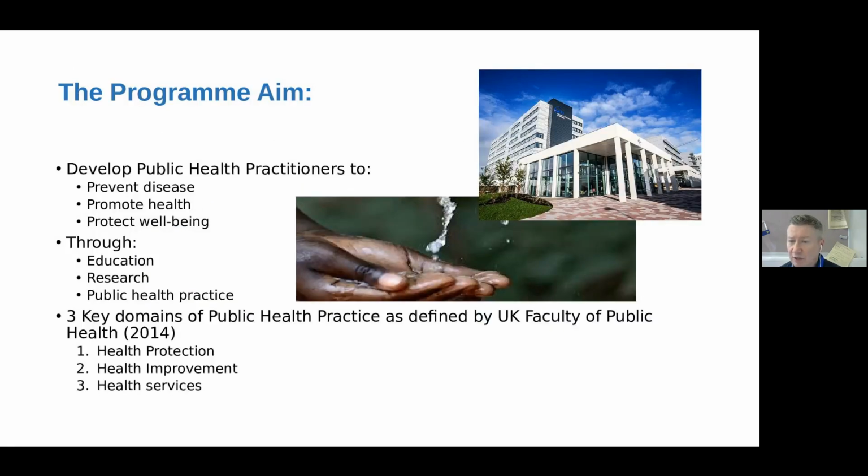So like we said, the programme aim will develop you as a public health practitioner through the three key areas of prevention, promotion, and protection. And that will be done by us delivering education to you, which will include research and also key elements of public health practice. And that will cover three key domains as defined by the UK Faculty of Public Health from 2014. So that's around health protection, health improvement, and health services.